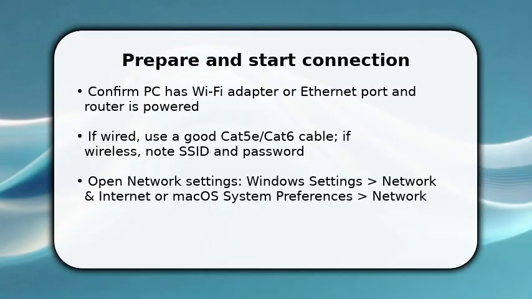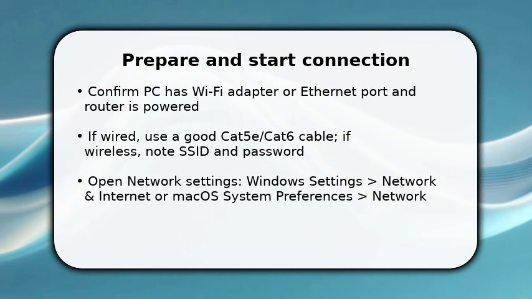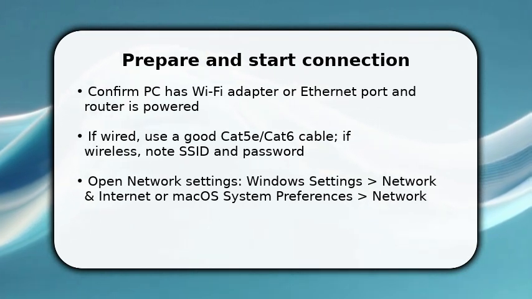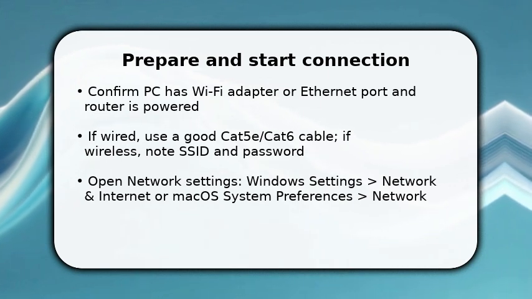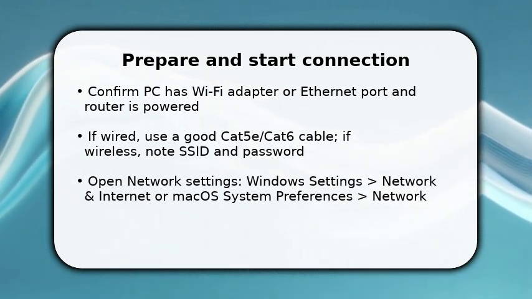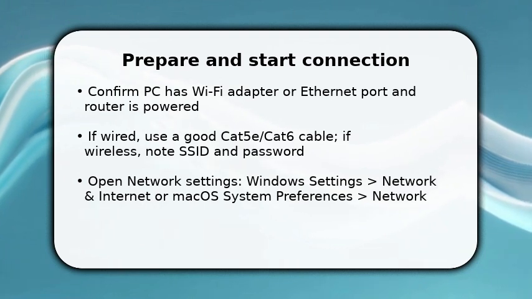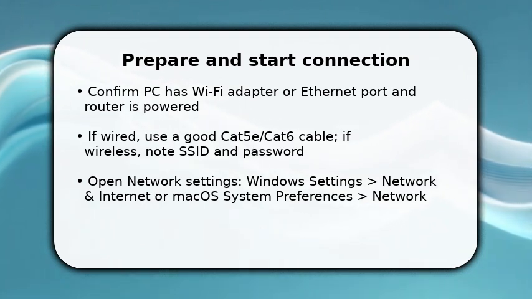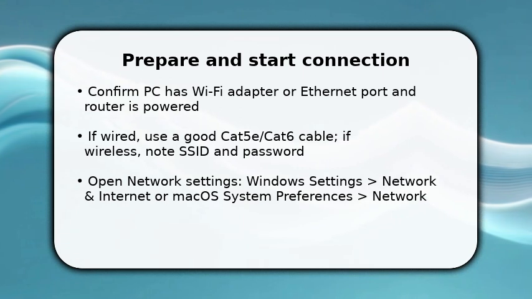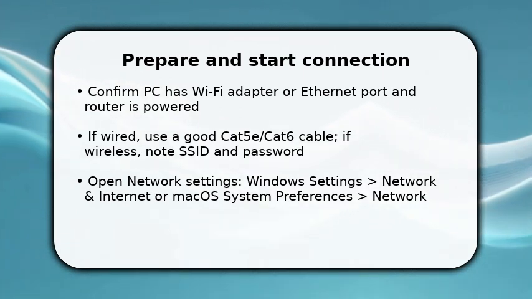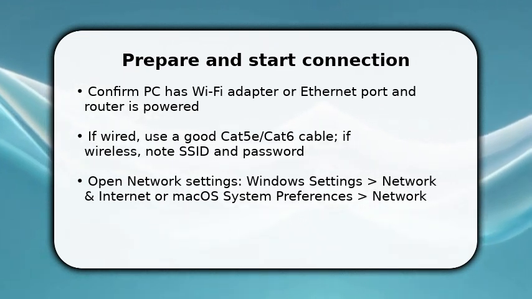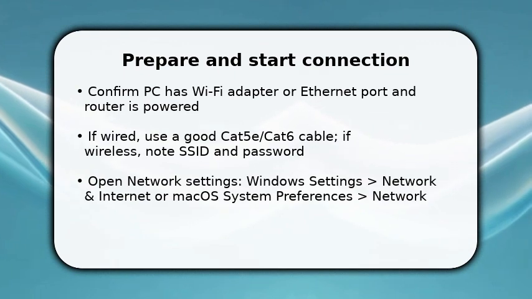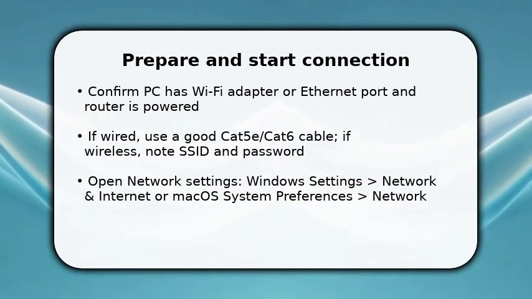Enjoy the video. You'll start by confirming hardware and opening network settings. Check that your Wi-Fi adapter is present or that an Ethernet port and cable are connected. A loose cable breaks the link. Once powered, bring up Network and Internet or System Preferences Network so you can act. If using Wi-Fi, scan for the correct SSID and have the password ready. If wired, expect immediate link detection. This gets you into the interface where the actual configuration begins, so move to the next steps now.